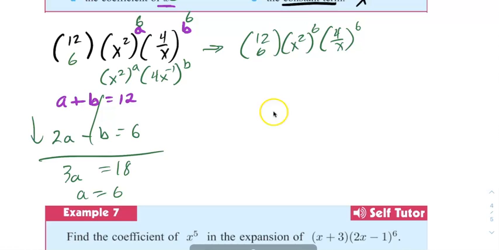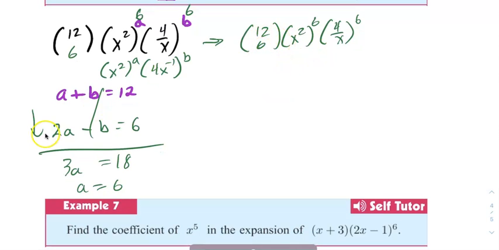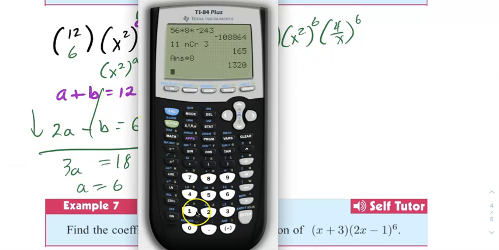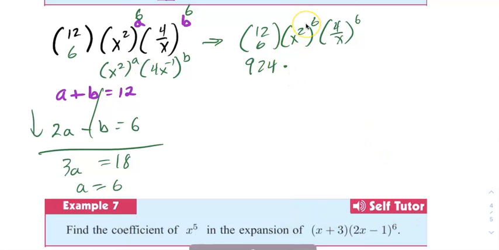And then from this, you just have to multiply it out. Let's do it real quick. Right, 12, 6, again, not totally sure, so I'll use my calculator. 12, math, NCR, 6. I get 924. Over here, I get x to the 12th. Over here, I get 4 to the 6th over x to the 6th. Right, just multiplying the x to both of them.